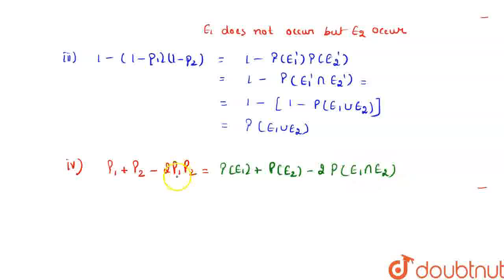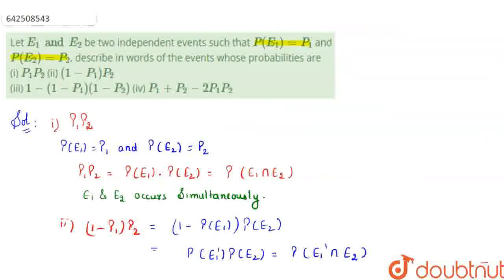Now after that, we can write this as P of E1 union E2 minus P of E1 intersection E2. So that's what we can say. Here this means that either E1 or E2 occurs but not both. That means either E1 or E2, meaning one of them. So that's how we can describe it.